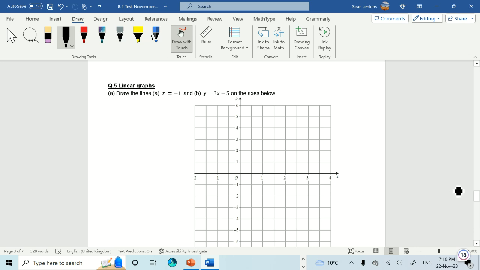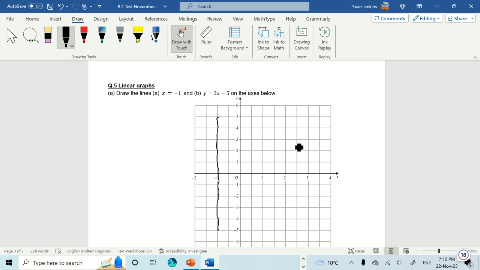Draw the lines. x is equal to minus 1. Well, x is equal to minus 1. We must go to minus 1, and we draw a straight line at minus 1. And it's a vertical straight line, because x equals is vertical and y equals is horizontal.